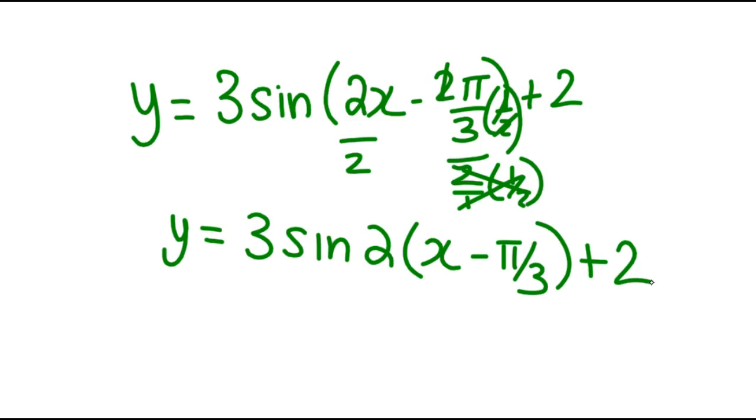Okay, so now this means that our amp is 3. Our period length is 2 pi over b, and our b being 2, so our period length is just pi here.